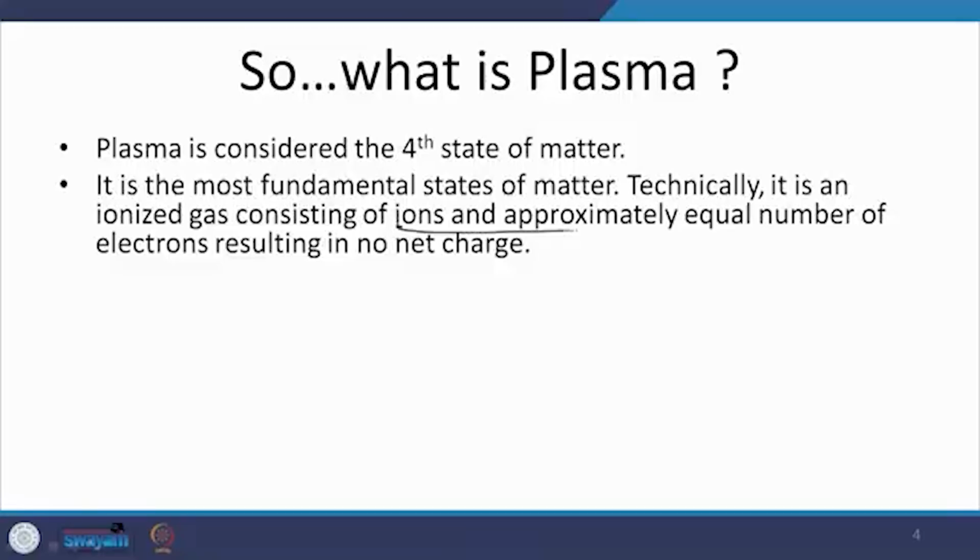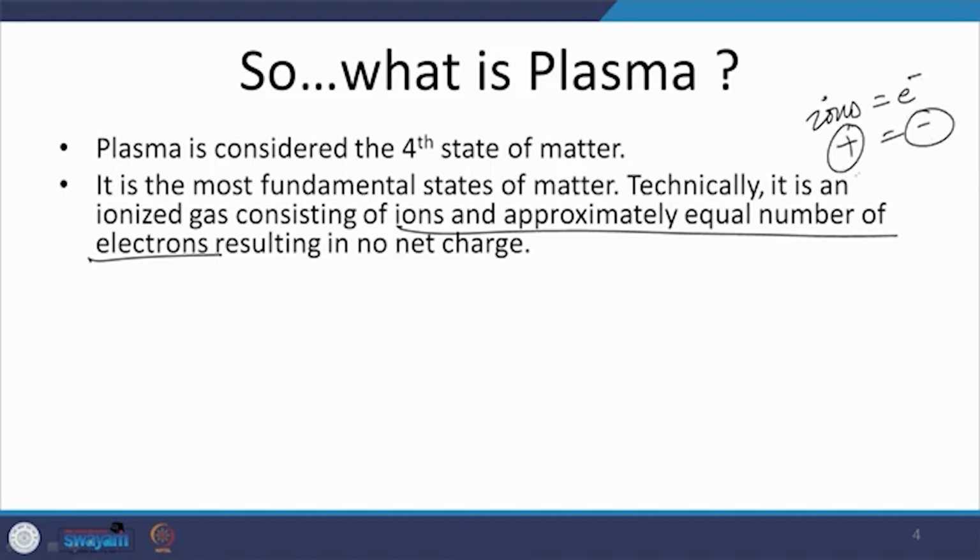Technically, an ionized gas consisting of ions and approximately equal numbers of electrons, resulting in no net charge, is generally referred to as plasma. So, you see, this is very important. It consists of ions and approximately equal numbers of electrons. What does it mean? The total number of ions is equal to the total number of electrons, so the total positive charge is equal to the negative charge. As a whole, you have neutrality established.